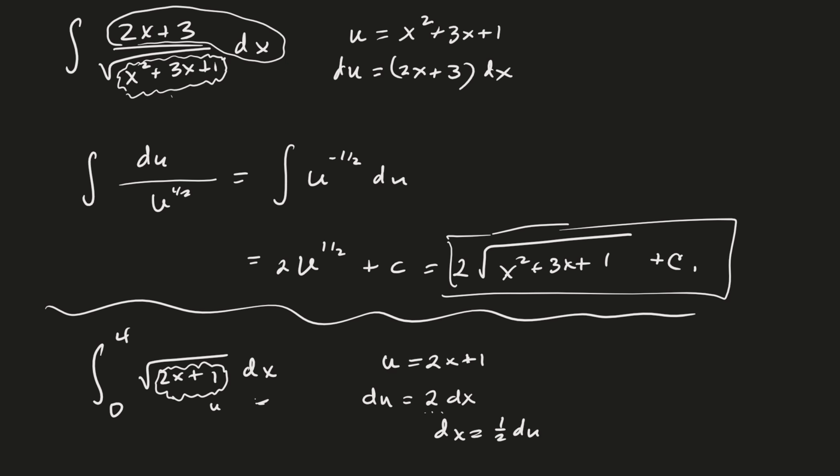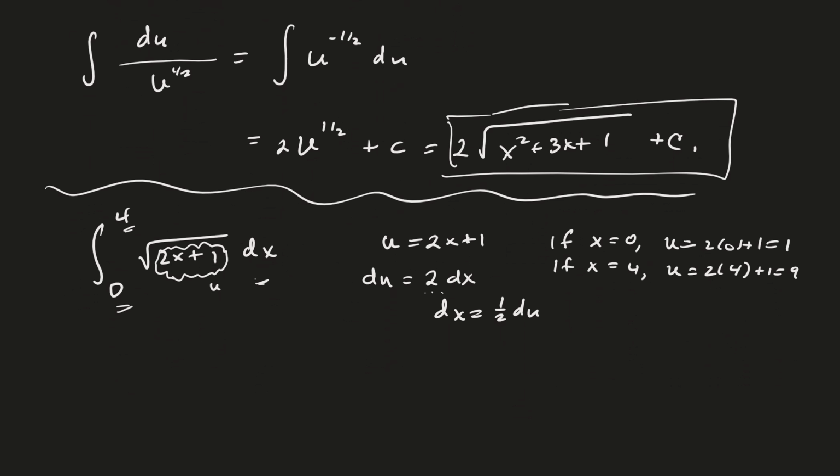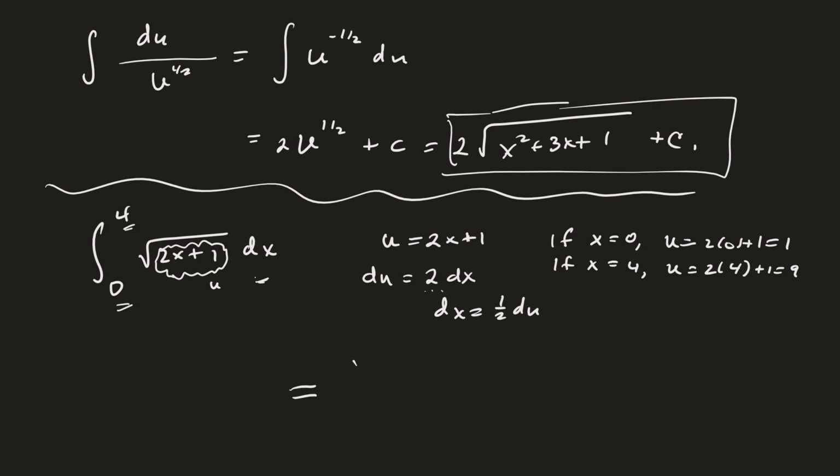Okay. Also, I've got these numbers 0 and 4. Those are in terms of x. I would like my integral to be in terms of u instead. So if x equals 0, what is u? U is equal to 2 times 0 plus 1, which is 1. And then if x is equal to 4, then u is equal to 2 times 4 plus 1, which is 9. Okay? And so now we can make our substitution. So that's going to be the integral from 1 to 9 of u to the 1/2 power du.